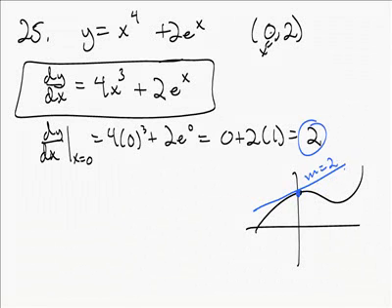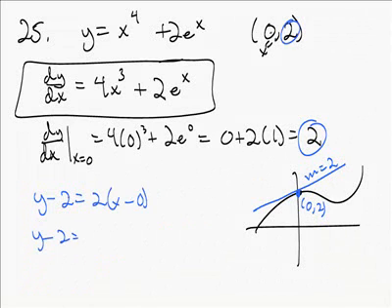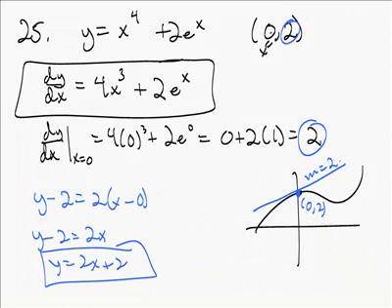Now, what else do we need to find the equation of a line? We need the point on the line. We have that, (0, 2). So let's go ahead and use point-slope form. y minus 2 equals our slope of 2, times x minus 0. Well, so y minus 2 is 2x. y equals 2x plus 2. We kind of knew that one already. We knew the slope and we knew the y-intercept (0, 2).